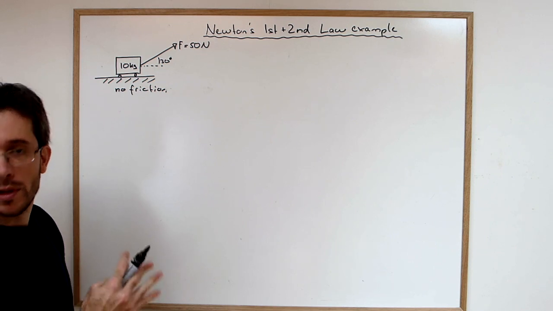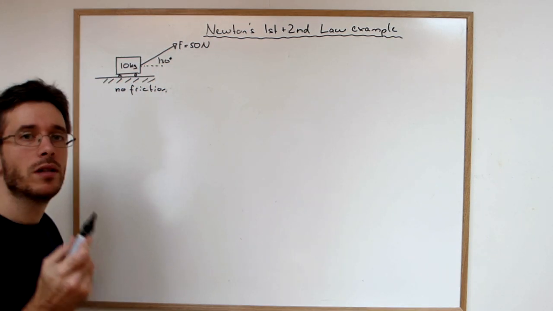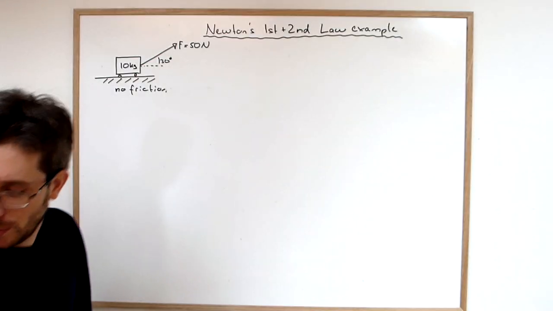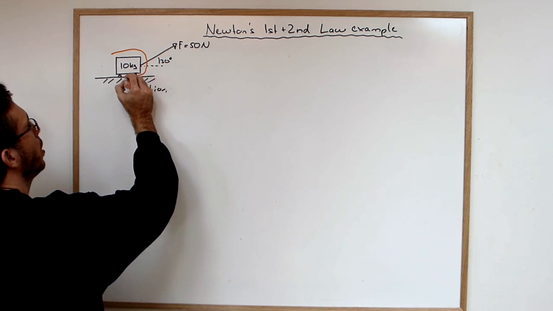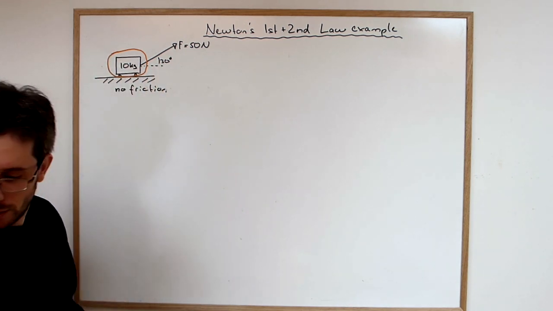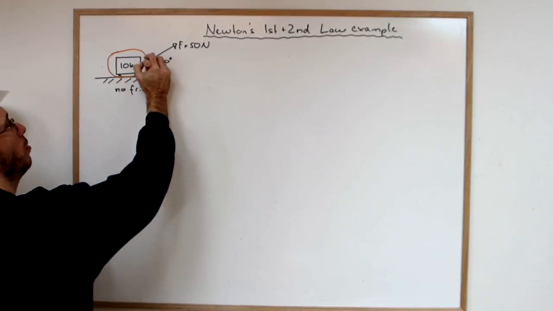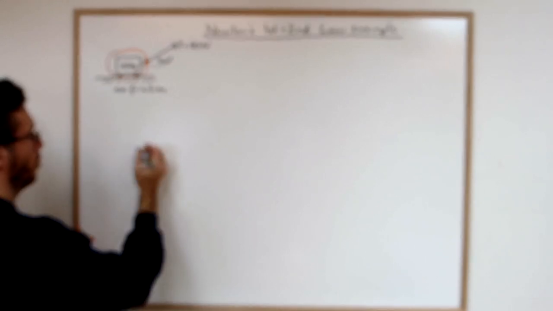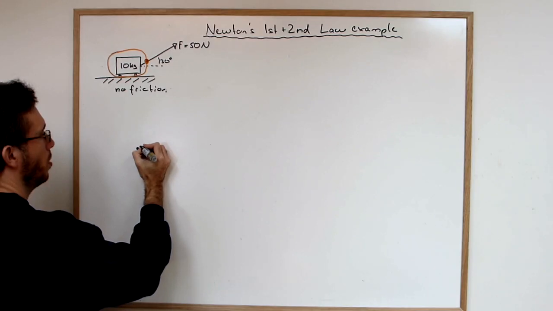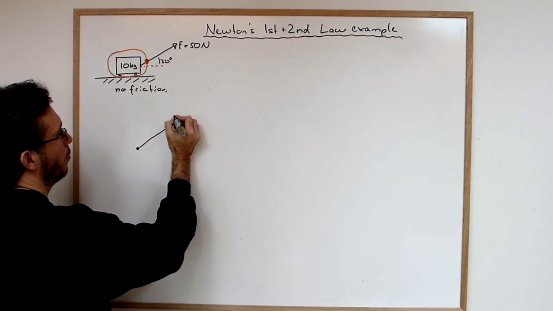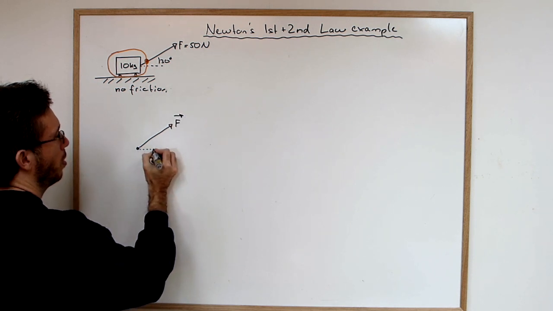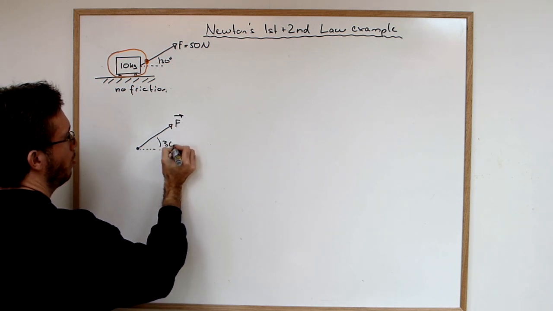So the first step, as always with this type of problem, is to draw the free body diagram. So I'm going to be isolating my box, and whenever I cut through something, there will be a force. So I'm cutting here through the force. So if I do my free body diagram, that means I will have a force F here at an angle of 30 degrees.